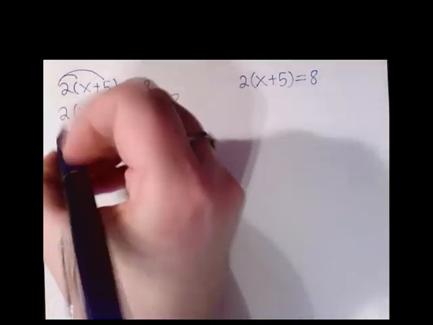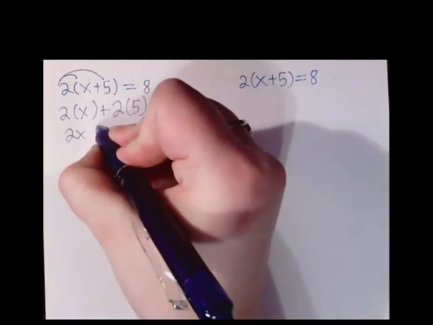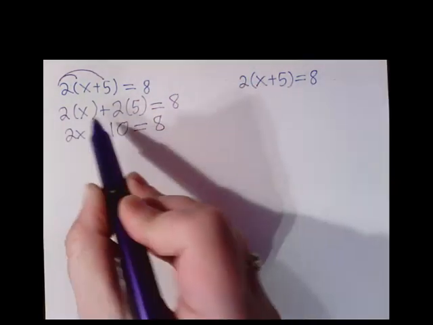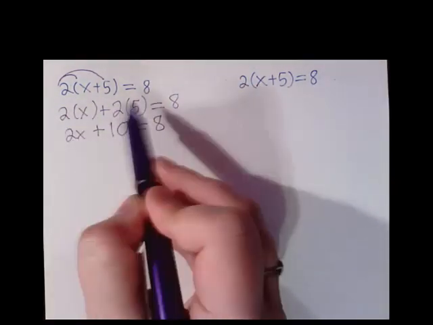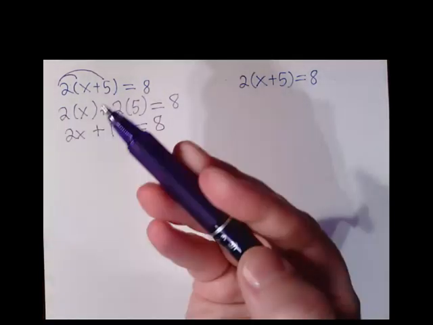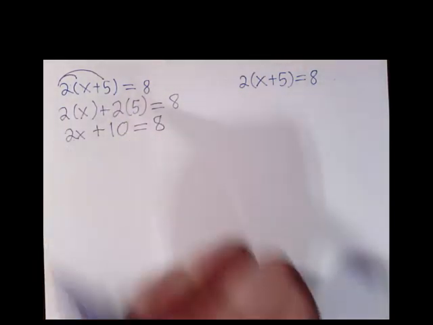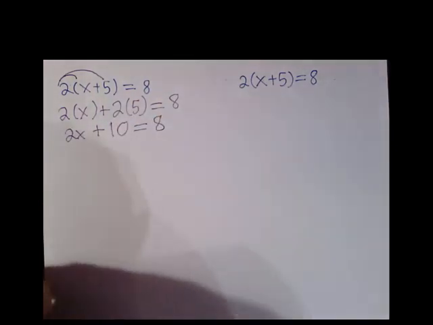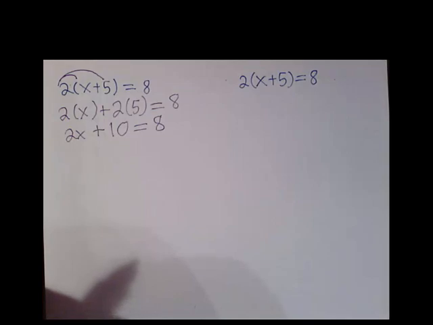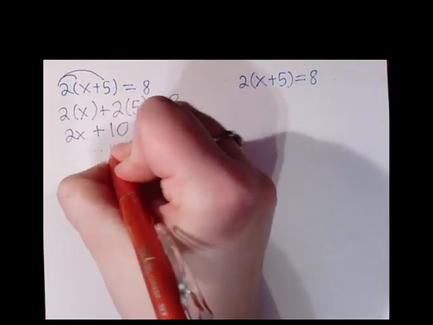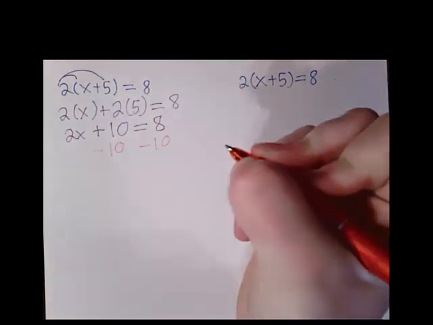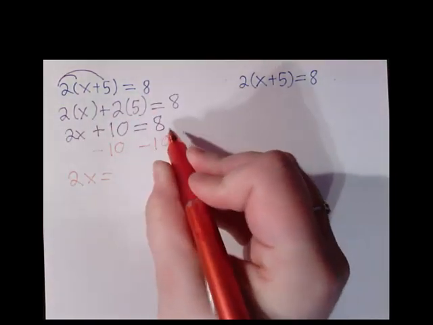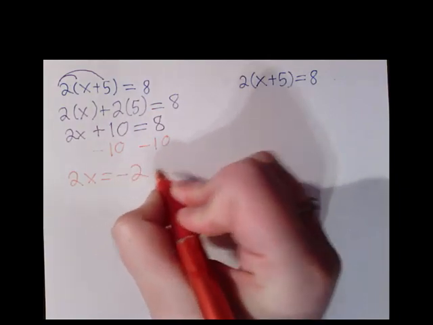So 2 times x is just 2x plus 2 times 5, which is 10. Again, that step I wrote right there could have been skipped. I could have just done it automatically. All right, so now I've got something I can work with. So I'm going to use the inverse operations and subtract 10 from both sides, leaving me with 2x is equal to 8 minus 10, which is a negative 2.